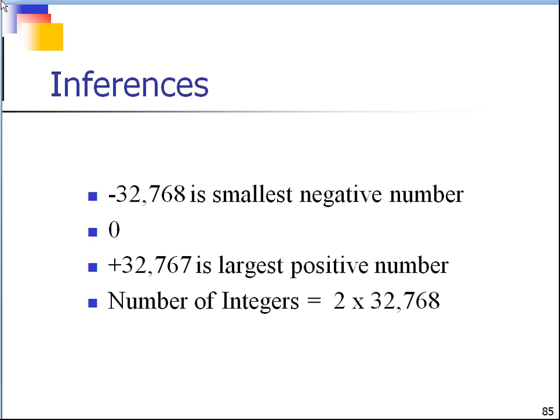So negative 32,768 is the smallest negative number. Then you have 0. And then plus 32,767 is the largest positive number. And it always kind of bothered me. It's like, oh, why aren't they the same? Well, we do have an equal number of integers, because you've got to add 0 into this thing. So it kind of works on the positive side. So you really do have 32,768 numbers that are not negative. So the total number of integers is double that number, which is 65,000 something.